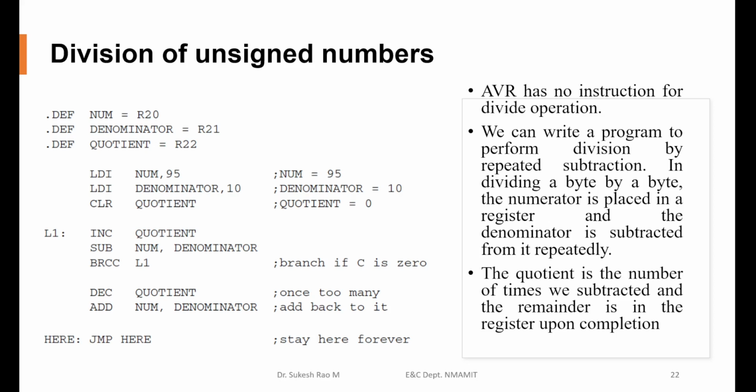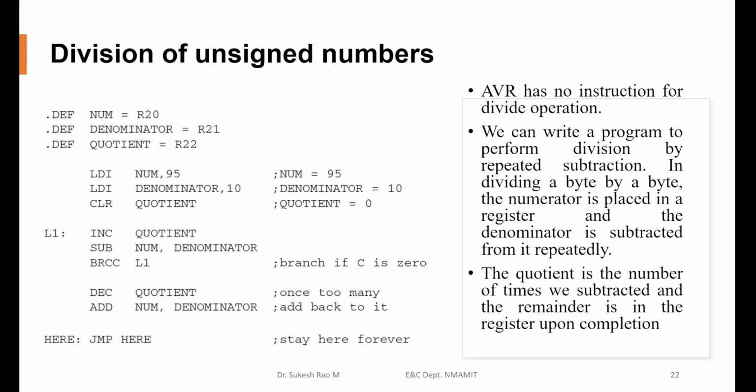Now, division of unsigned numbers. We will see the division logic also. Now in AVR there is no instruction for divide. We don't have a div instruction here. What we have is only SUB. So what they are doing here for division is successive subtraction. That's what we do here.